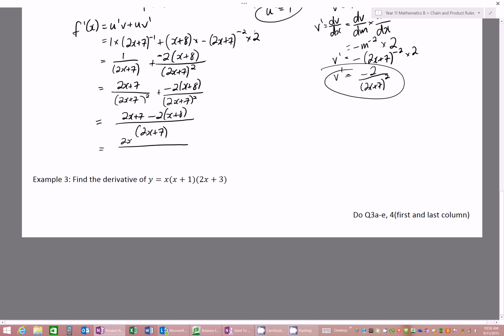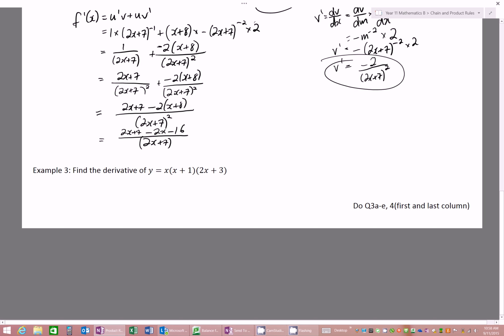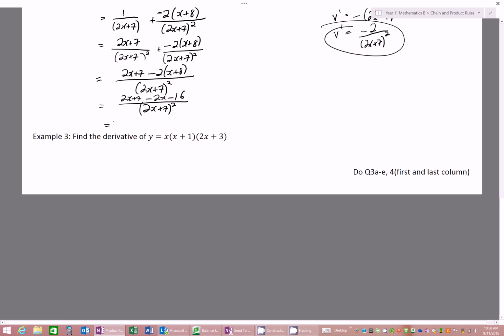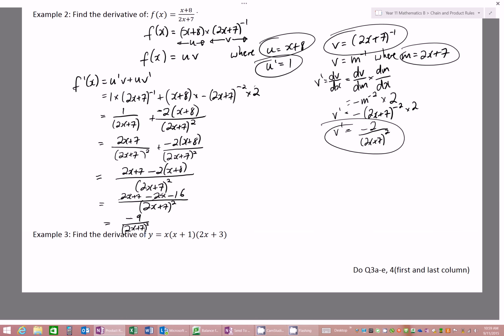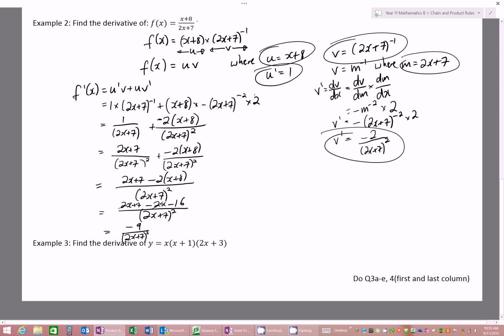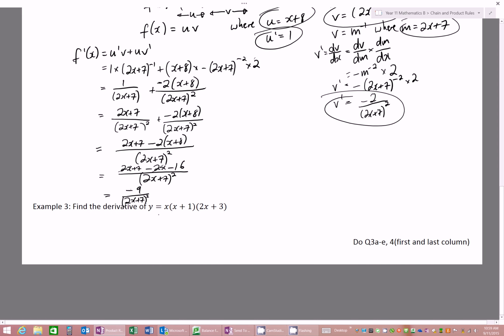Expand on the top line: 2x plus 7 minus 2x minus 16, on 2x plus 7 squared all the way through. And then we can just collect like terms. The 2x's cancel each other out, and we've got 7 minus 16, so minus 9 on 2x plus 7 all squared. Alright, so there's the final example as well, where there's 3 things multiplied together. Might leave that for the next lesson.